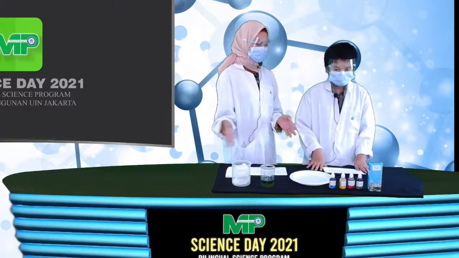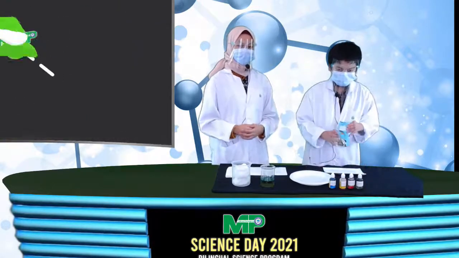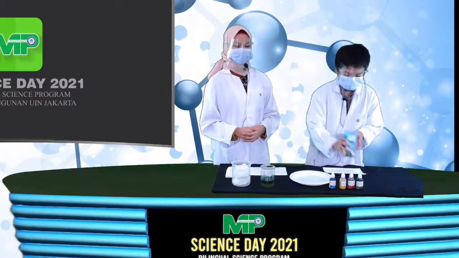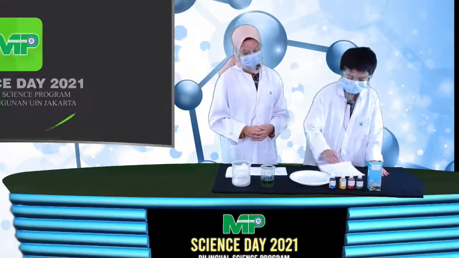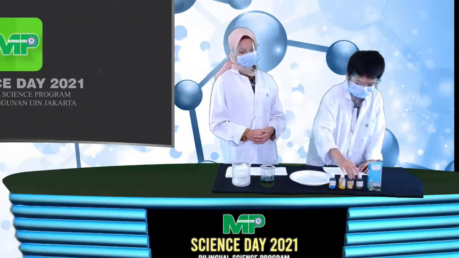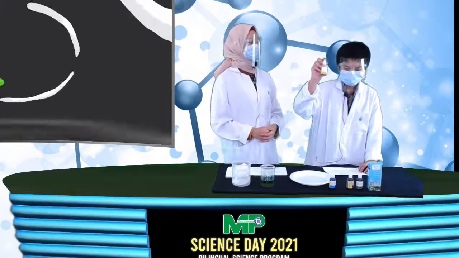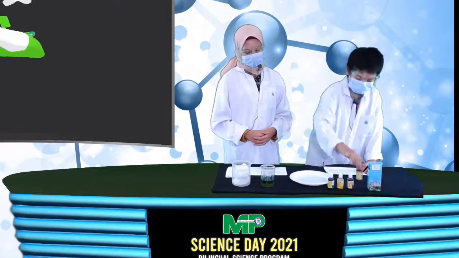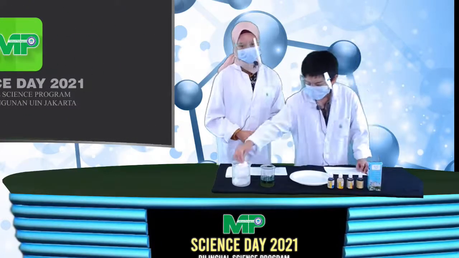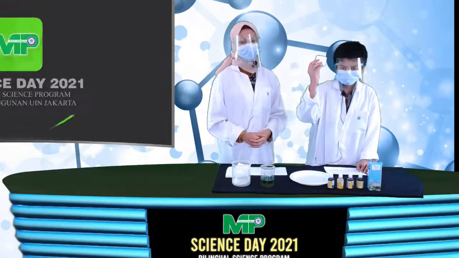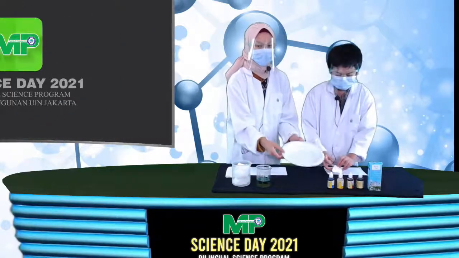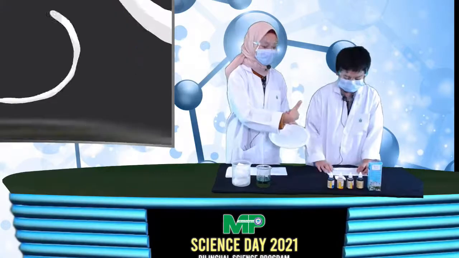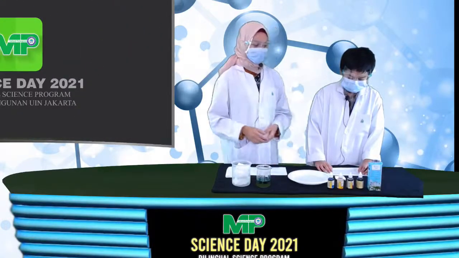So what do we have here? First, we need some fresh milk. And we need some food coloring. Here we have red, yellow, and also green. And also we need a cotton too. Also, don't forget to prepare your liquid soap and a container. I recommend using a container that has a wide area. So in total, we need 5 materials.